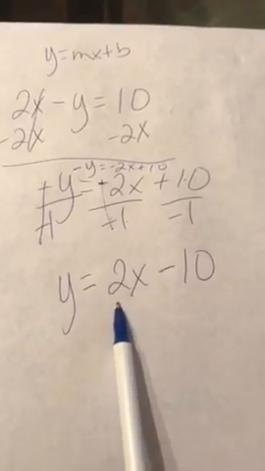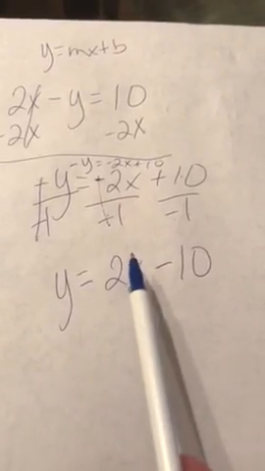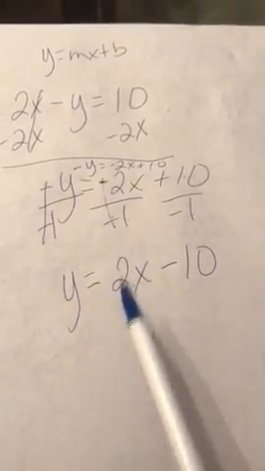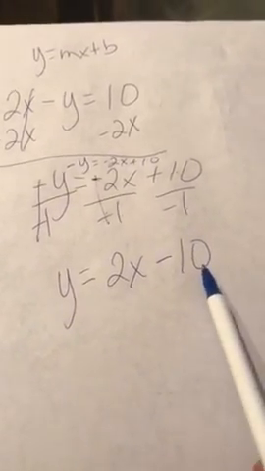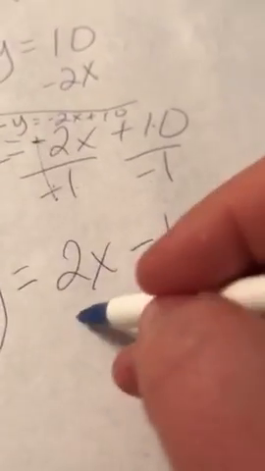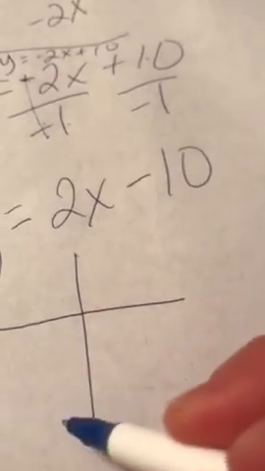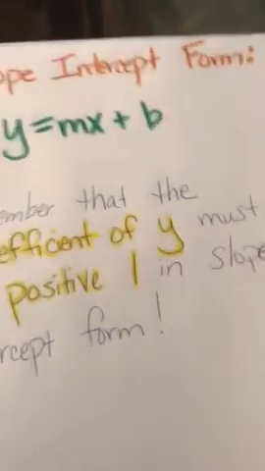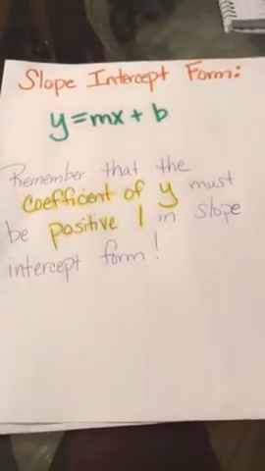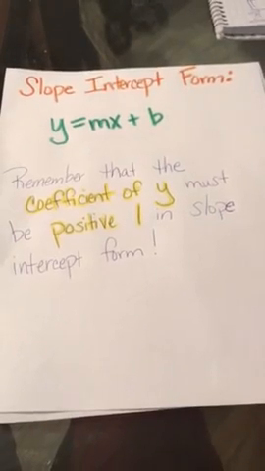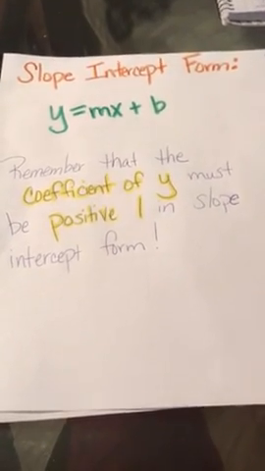This is going to have a slope of 2, meaning it's going to rise 2, run 1, rise 2, run 1, rise 2, run 1. And it's going to be positive, so it's going to go up to the right. And it's going to cross the y-axis at negative 10. So if I were to draw a coordinate grid, it would cross down here, but it would be a line like this. All right, so in summary, remember that slope-intercept form is y equals mx plus b. Remember that the coefficient of y must be positive 1 in slope-intercept form.